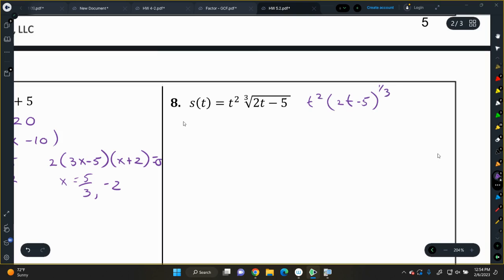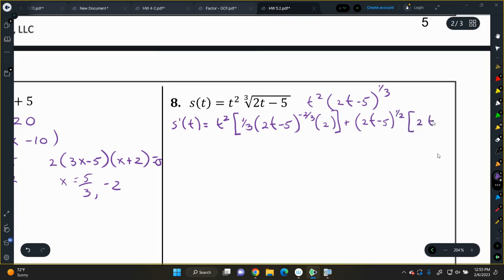All right, so this is a product rule. The first times the derivative of the second. So that's going to be 1/3 times (2t minus 5) to the negative 2/3 times 2. First times the derivative of the second plus the second, (2t minus 5) to the 1/3 times the derivative of the first, which is 2t.